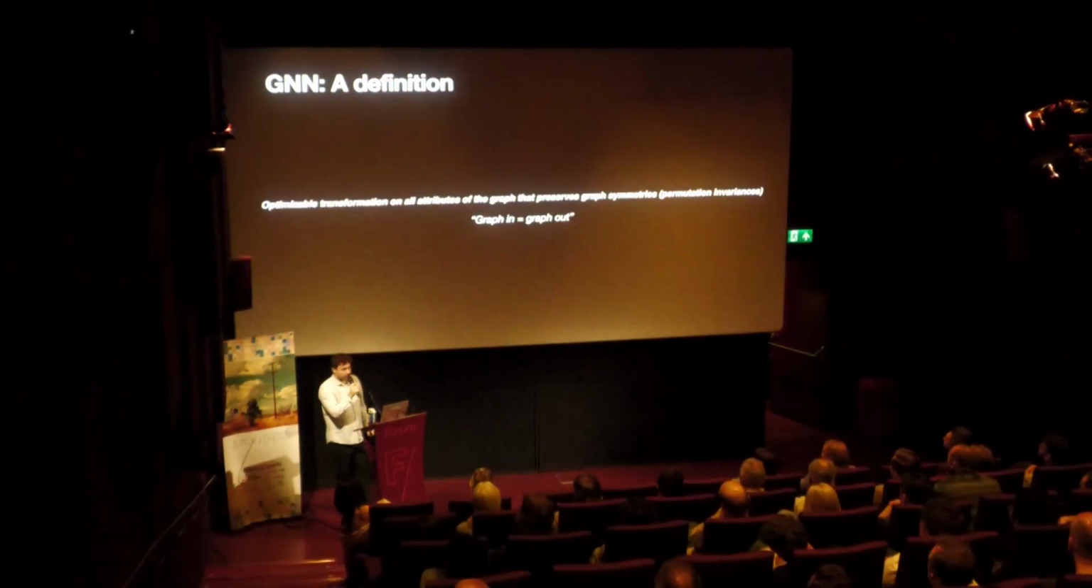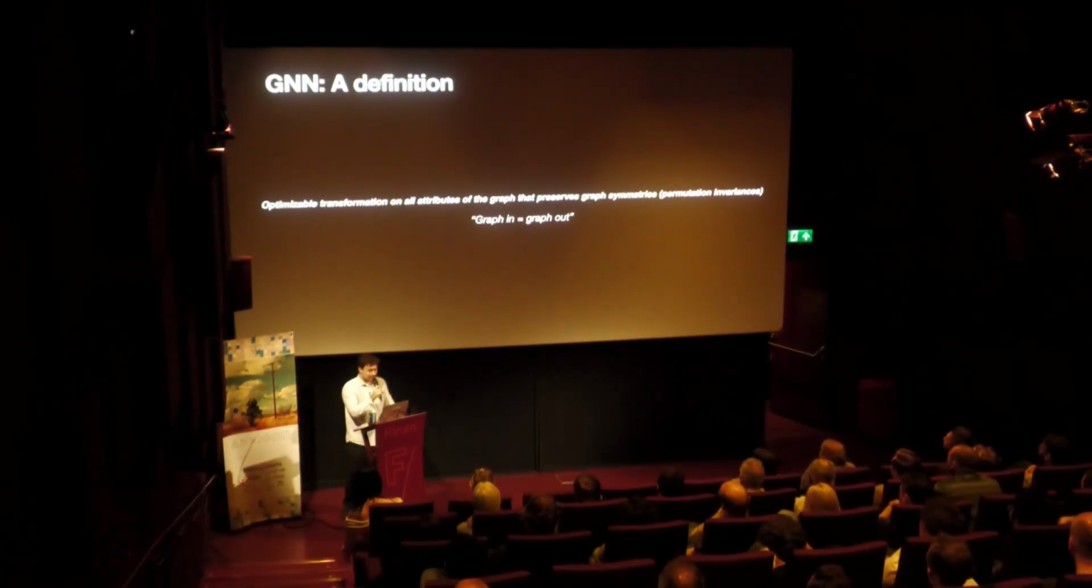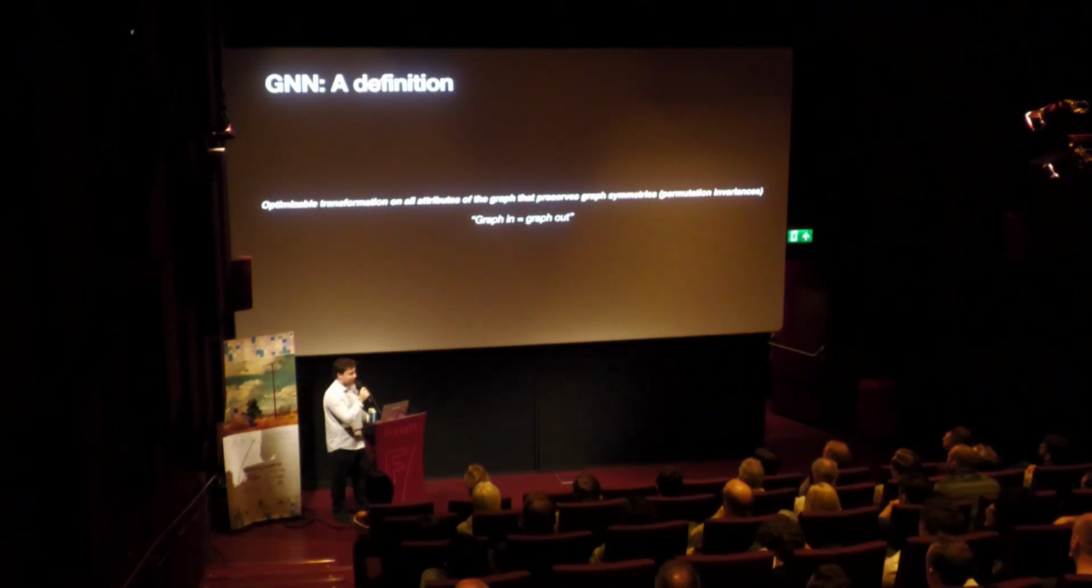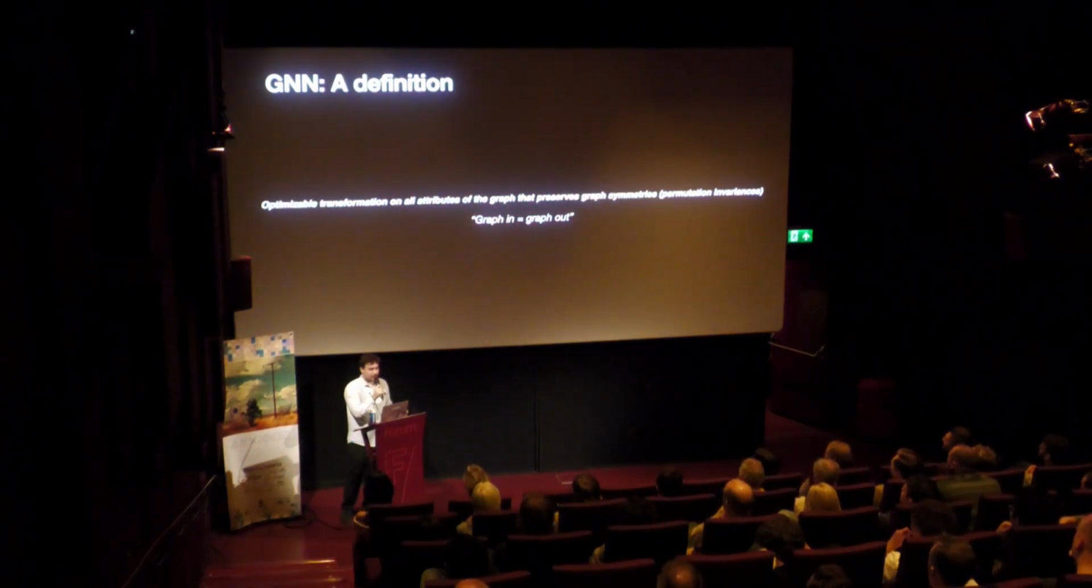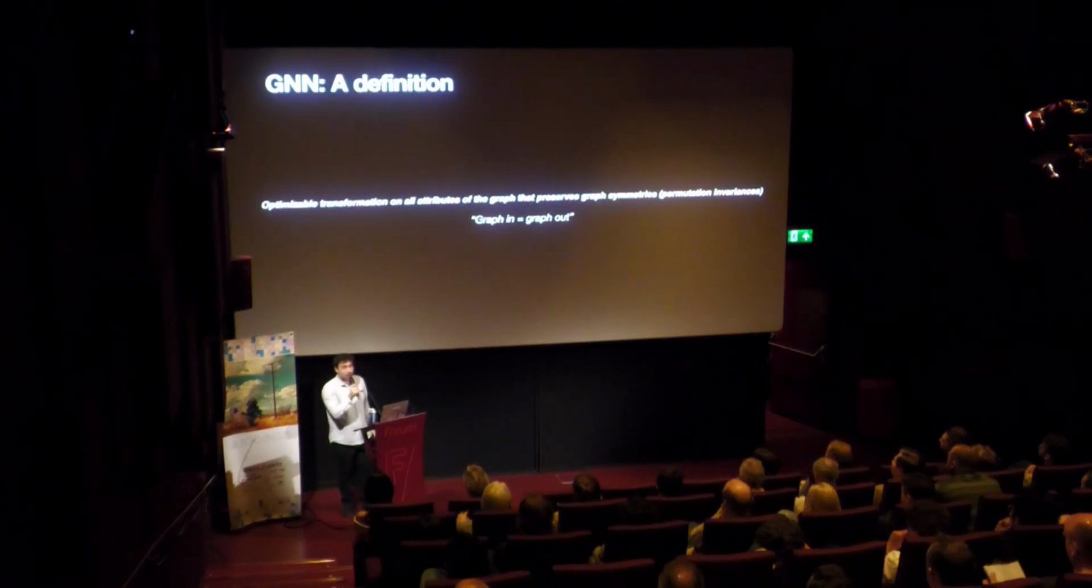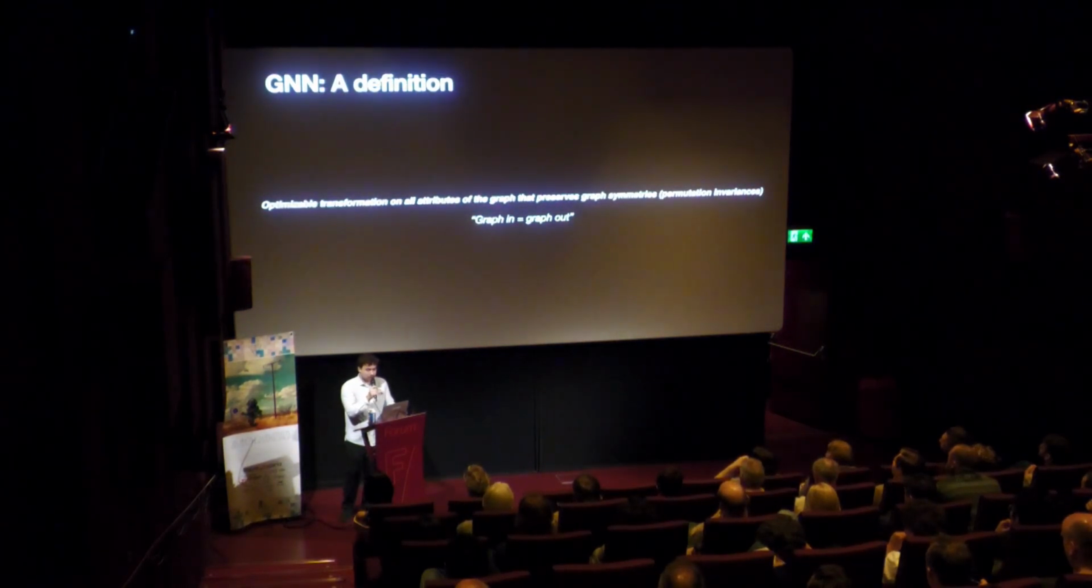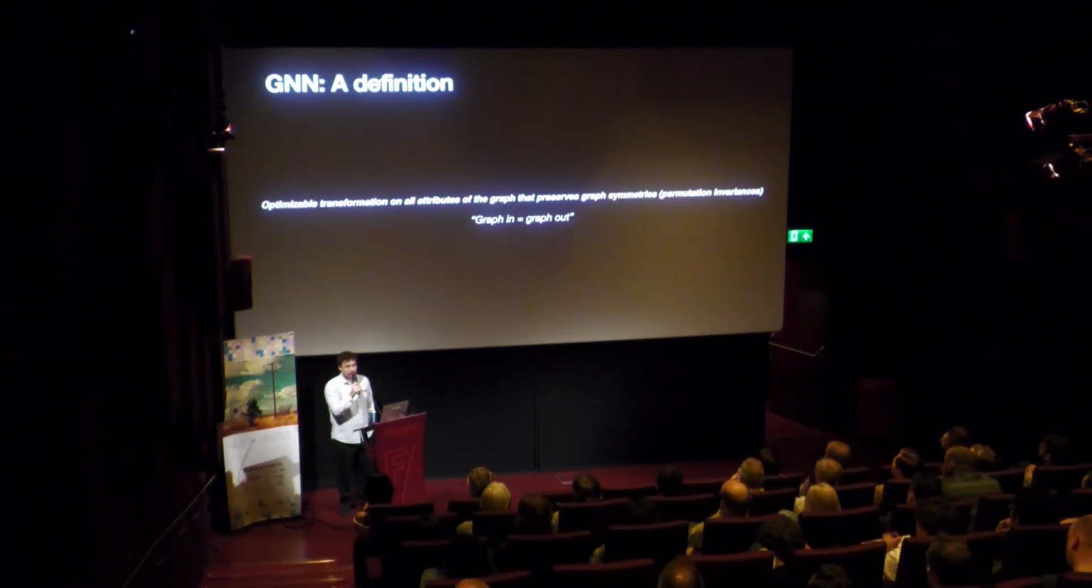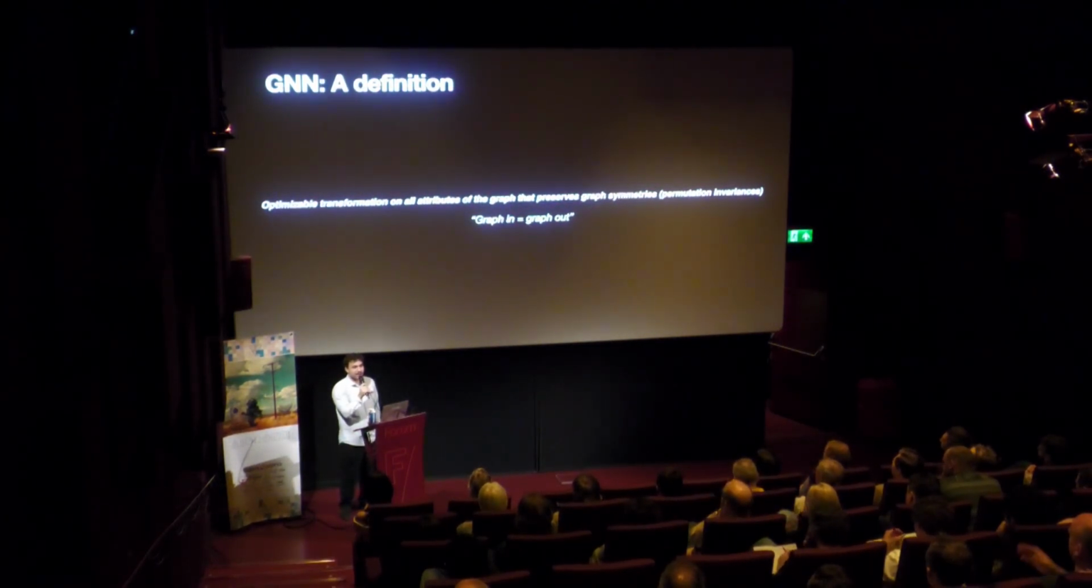So what is a graph neural network? It was quite a long sentence, but I tried to put it in there. A GNN is an optimizable transformation on all attributes of the graph that preserves graph symmetry. So this is permutation invariance, and that means that we go by a principle of graph in, graph out.